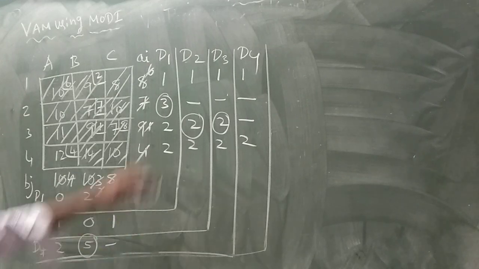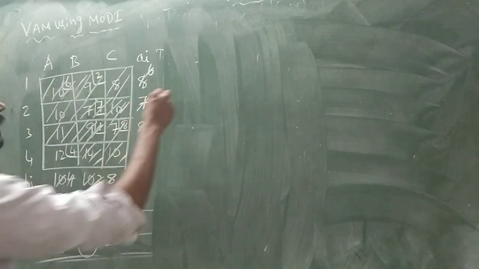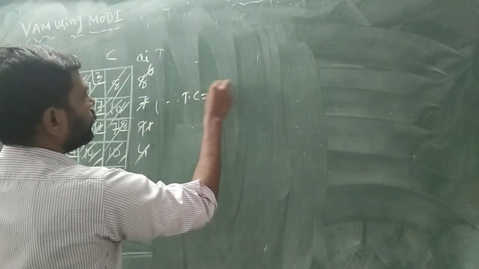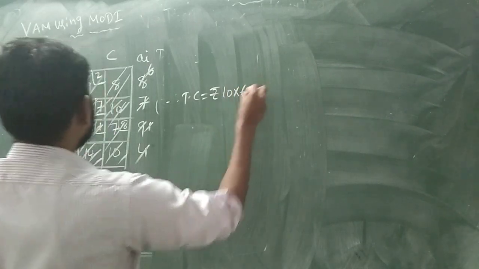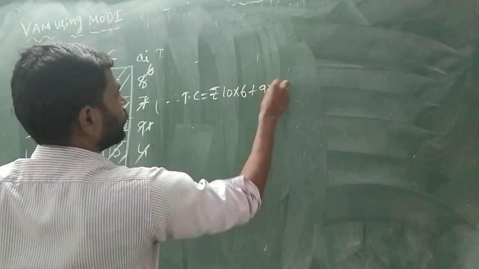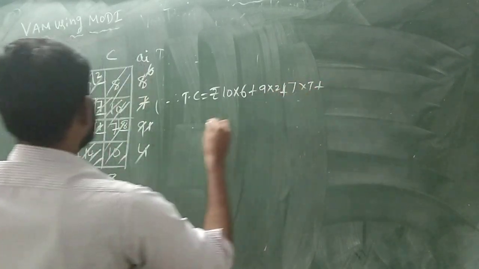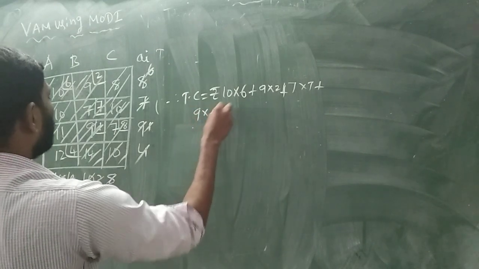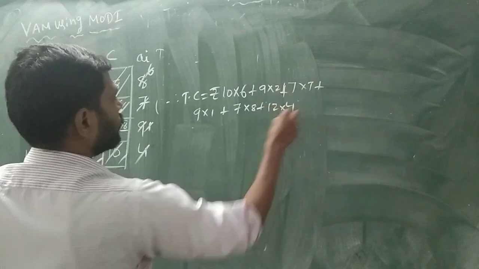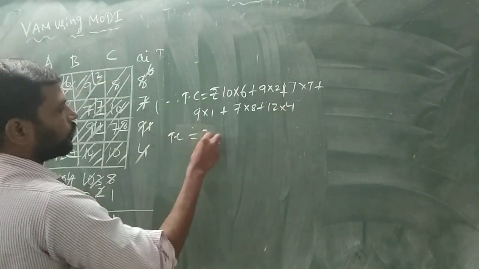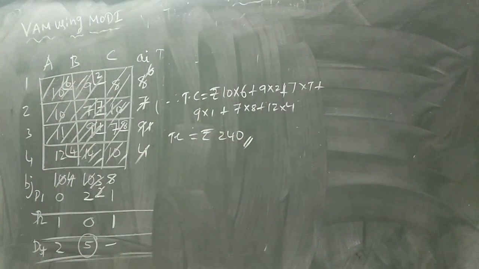Next is to find the answer. Therefore the transportation cost in rupees: I multiply every allocated cell, 10 into 6 plus 9 into 2 plus 7 into 7 plus 9 into 1 plus 7 into 8 plus 12 into 4. The transportation cost is rupees 240.